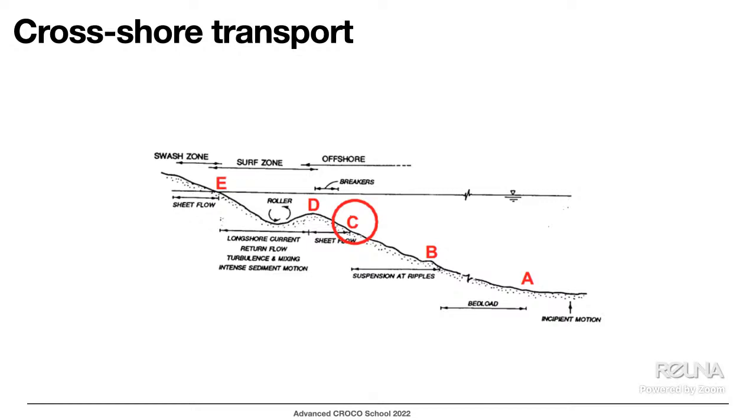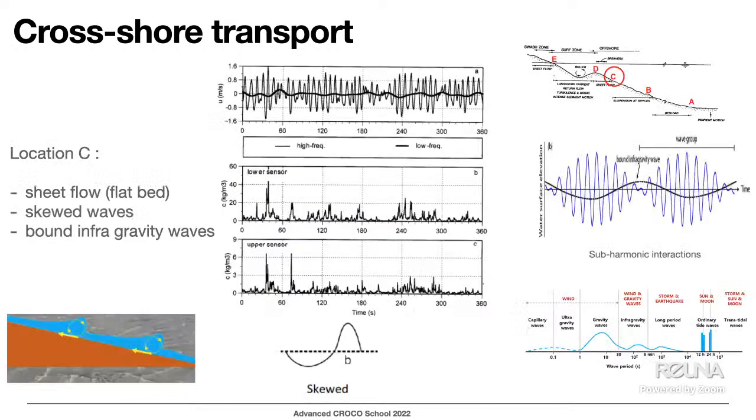And if we still move towards the shore, at the C location, the waves will strongly feel the bottom. So what happens at this point? There are three phenomena. The bed is flat, there are no more ripples, so it allows a sheet flow to develop. It's what we can see at the bottom left. So we get this kind of very thin layer of uniform velocity.